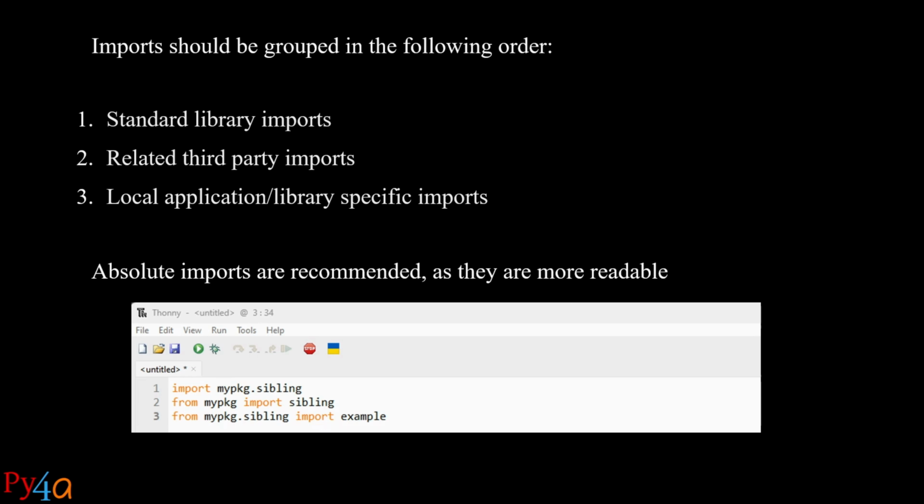Absolute imports are recommended as they are more readable. You see in this snippet, we have import myPackage.sibling. From package, import sibling. From package.sibling, import example. The dot notation here is simply using the concept of absolute import.